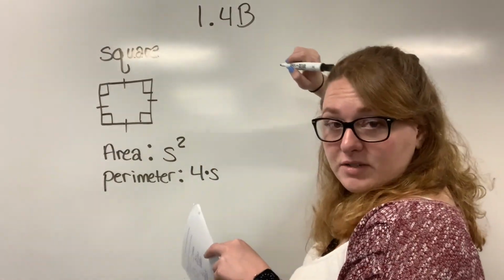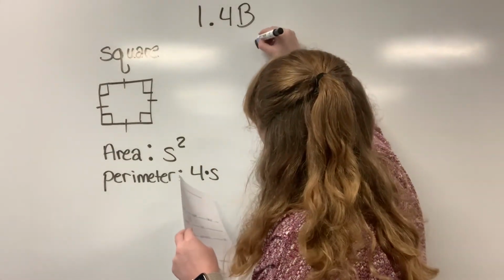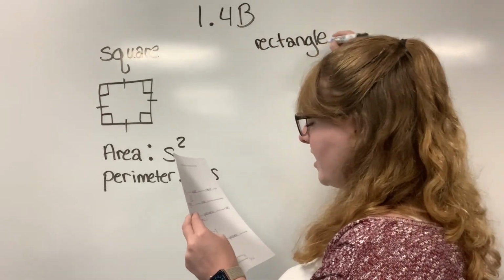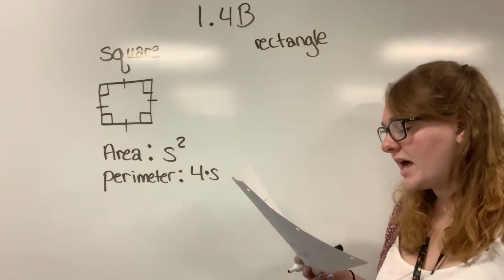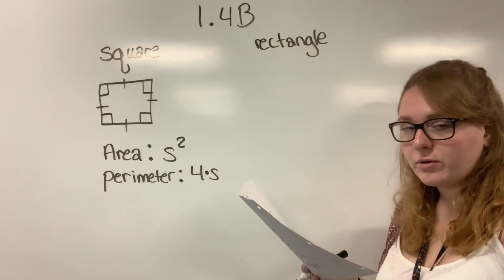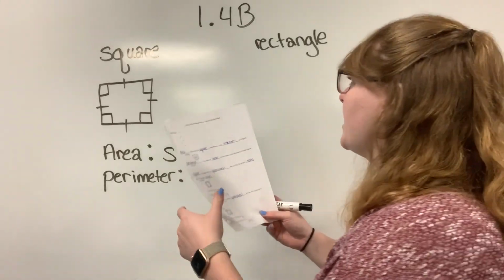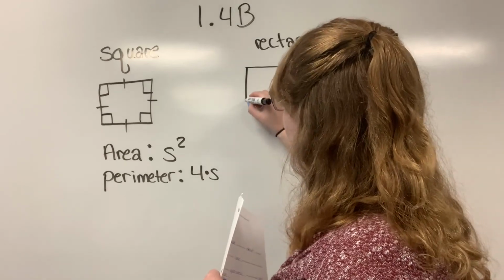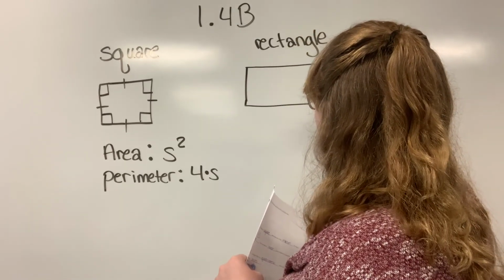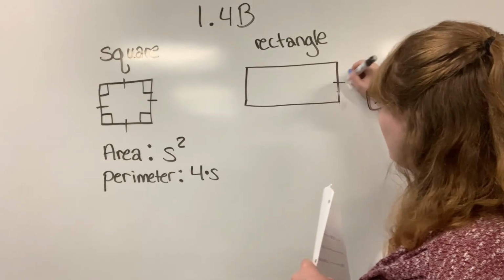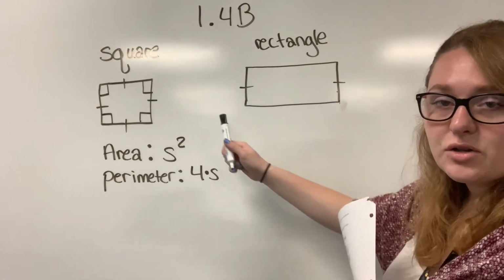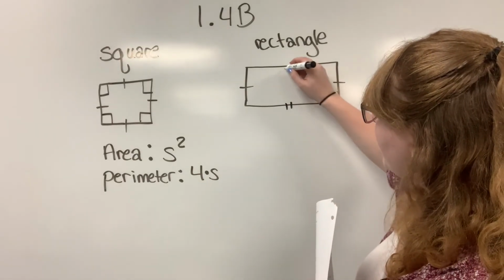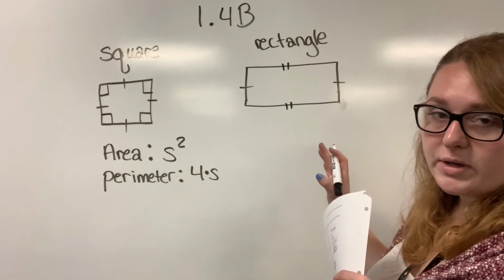The second very special quadrilateral is called a rectangle. Okay? And a rectangle is a quadrilateral that has 4 congruent angles. They do not have congruent sides like the square. So I'm going to draw a rectangle. And with rectangles, the opposite sides are congruent. So these two sides would be congruent, which means they're the same length. And then the top and bottom would also be congruent to each other.